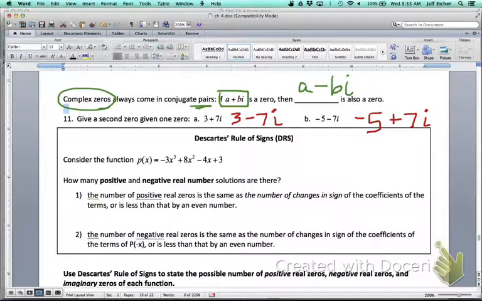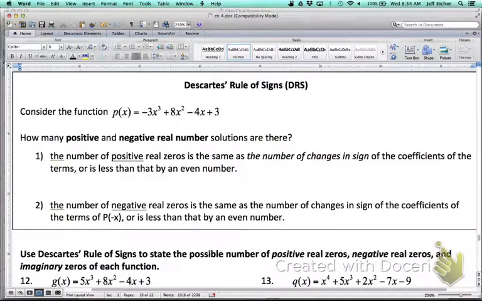Now let's look at Descartes' rule of signs. The last part of class, not a lot of complicated math that we have to do, but a lot of focus and counting. So if you can count positives and negatives, then you could do Descartes' rule of signs. So let's look at that. Descartes is the mathematician. Descartes' rule of signs helps us determine how many positive and how many negative real number solutions there are by looking at the function. Now this is pretty amazing that he was able to discover this.